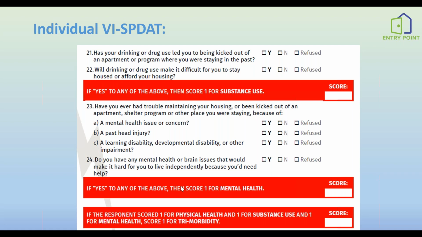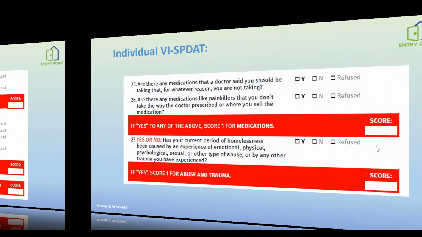So those questions are the mental health questions. And at the end of this wellness section, there's a thing called tri-morbidity, which is a fancy word that means someone has all three: physical health, substance use, and mental health difficulties. Then they get a bonus extra point for tri-morbidity if they have all three. If you're using HMIS and you've clicked in each of these categories for someone, then HMIS will calculate and add the tri-morbidity score for you.